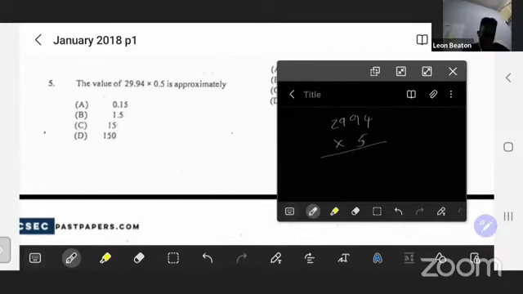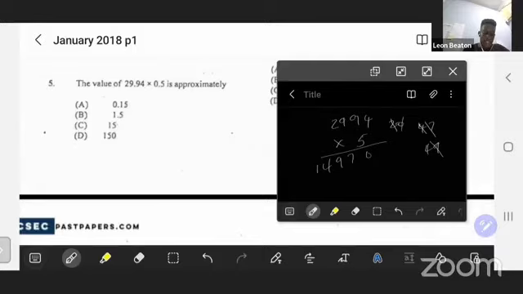5 times 4 is 20. 9 5s are 45. 45 plus 2 will give you 47. So bring in the 7 here. 9 5s are 45. 45 plus 4 will give you 49. So we bring in a 9 here. 5 times 2 is 10. 10 plus 4 will give you 14. And we now have this number.